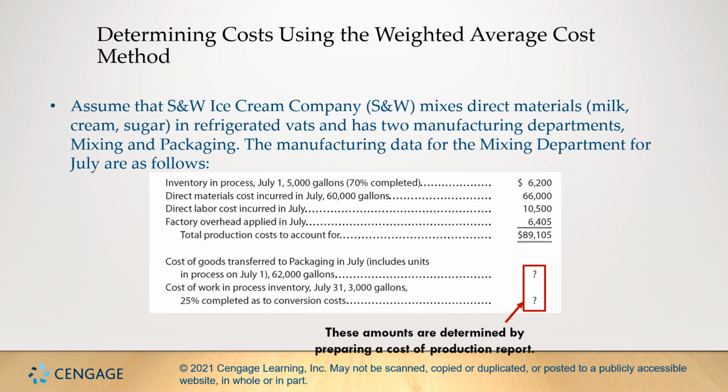Let's consider a competitor to Frozen Delights, S&W Ice Cream Company. Like Frozen Delights, S&W has a mixing and packaging department. Here you can see the manufacturing data for S&W's mixing department. Like with Frozen Delights, we need to prepare a cost of production report to determine the dollar value of inventory transferred to packaging and inventory still in mixing as of the end of the month.